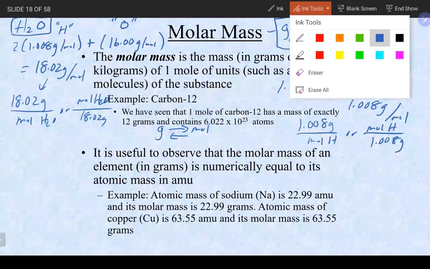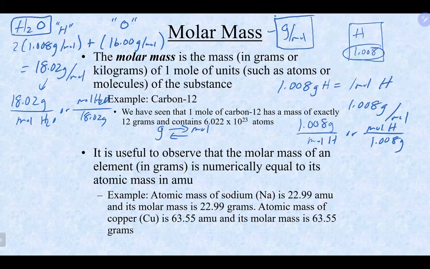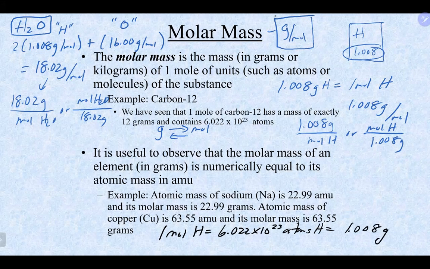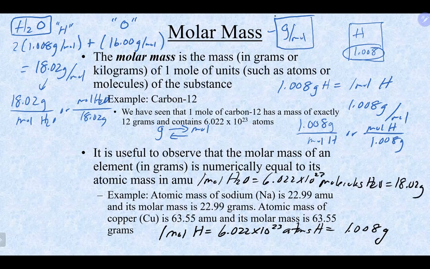The relationship between Avogadro's number and molar mass is this. You could tie them all together. 1 mole of hydrogen would equal 6.022 times 10 to the 23 atoms of hydrogen, which would equal 1.008 grams. And you could do the same thing for the water. 1 mole of water would equal 6.022 times 10 to the 23 molecules of water, which would equal 18.02 grams. So they are all related to each other like that.